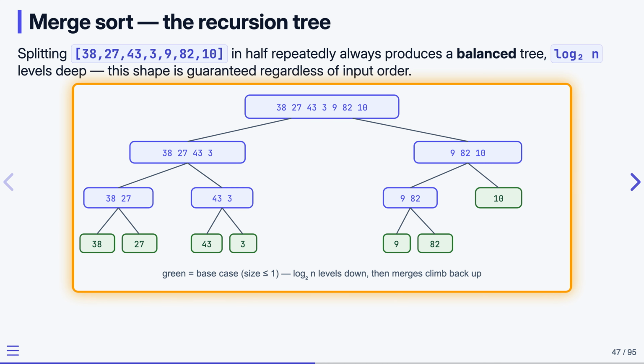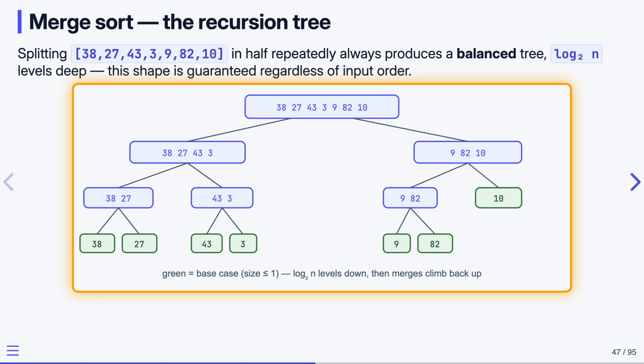This picture shows the whole recursion as a tree. The full array sits at the top. Each step below it splits an array into two halves. The top array splits into a left half and a right half. Each half splits again and again until every piece holds just one element.